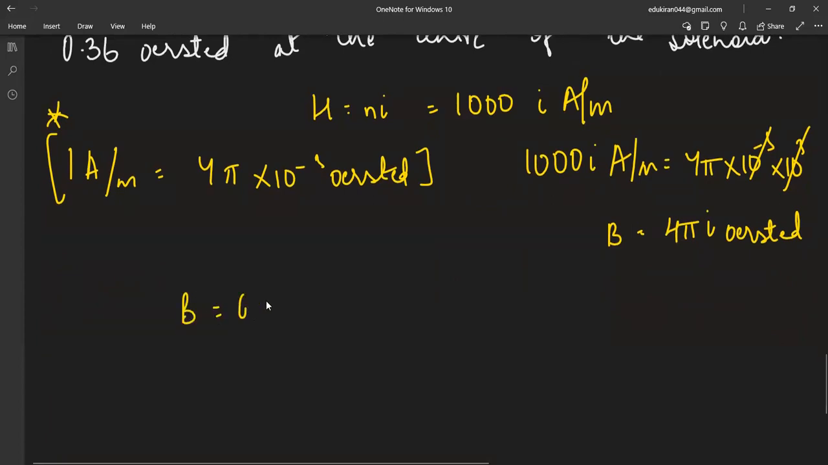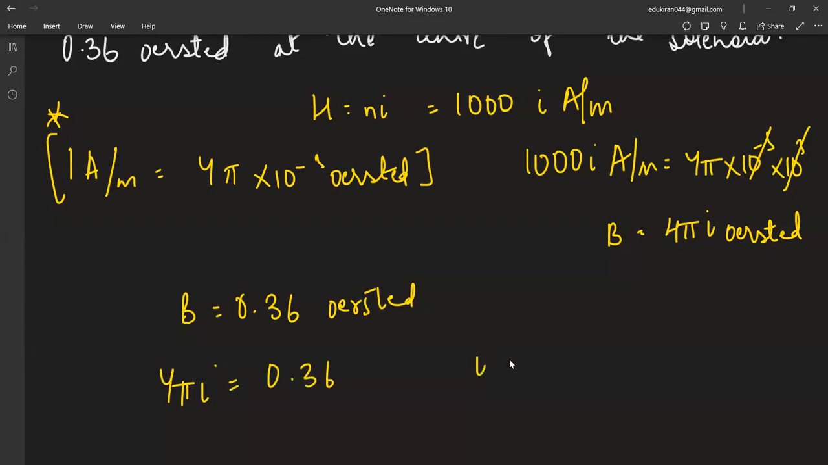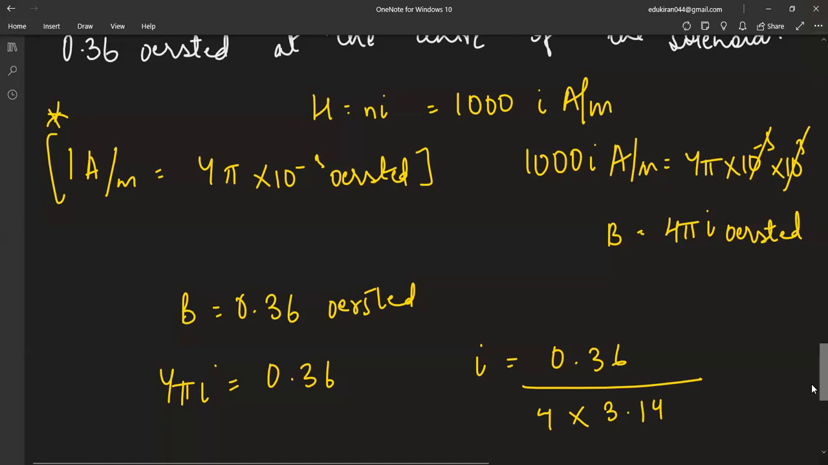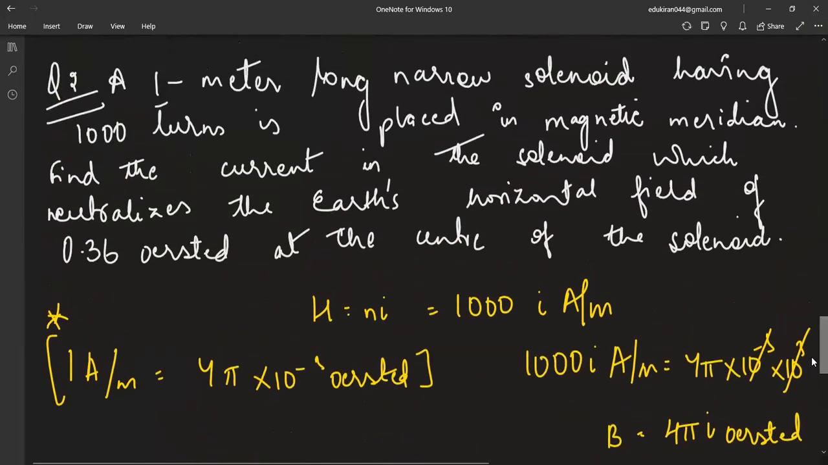Now see, the magnetic field is given: 0.36 oersted, right? This is already given to you. So you can equate both of these. So 4 pi I is equal to 0.36. Current is 0.36 divided by 4 into 3.14. All right. Solve and let me know what's the answer. I think the answer is something in 28 something. Just note it down. Check it. Let me know. I'll also let you know the answer. I don't remember the exact value right now. Note it down.